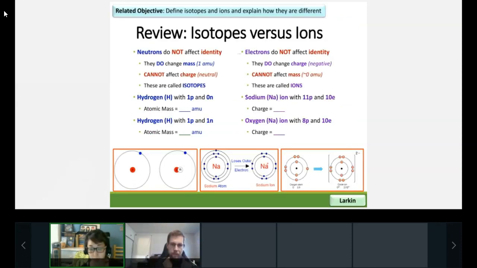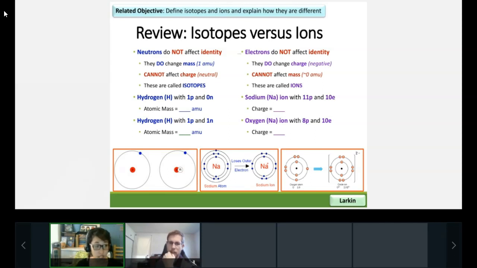So we talked about protons. Now we're going to go ahead and review what we've learned so far about neutrons and electrons. So we know that neutrons and electrons both cannot affect identity. We just said protons are the only ones that affect identity. Neutrons and electrons do not. This means we can change the number of neutrons, we can change the number of electrons. It will never change the type of atom. It will still be hydrogen or still be helium or still be oxygen, so on and so forth.